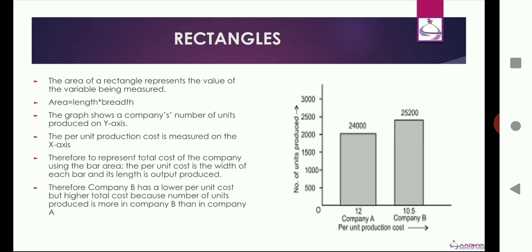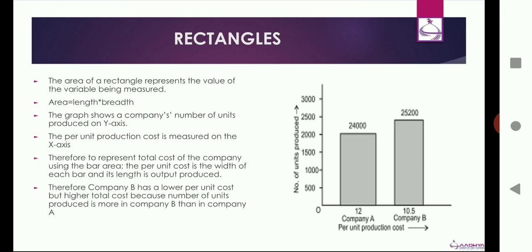If you can see it, for company B, it is 10.5 rupees per unit cost multiplied by total output of 2500, which gives us a total cost of 25,200. For company A, on the other hand, it is 12 rupees per unit cost multiplied by total number of units produced, which gives us 12 into 2000, 24,000 is the total production cost.